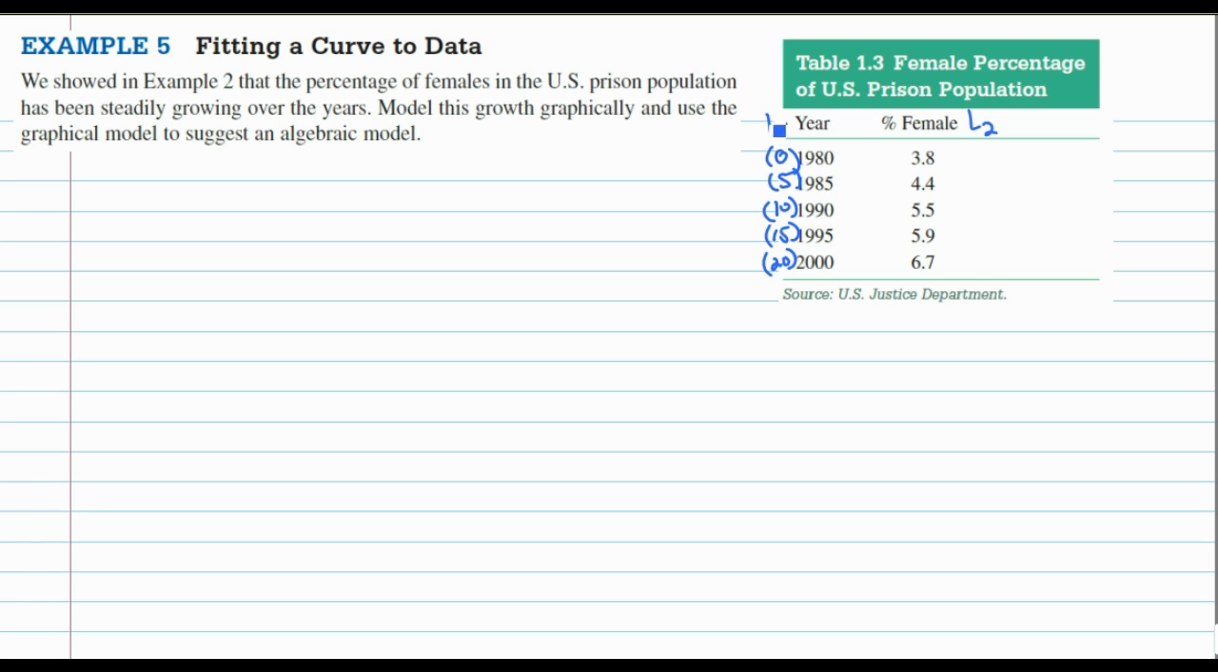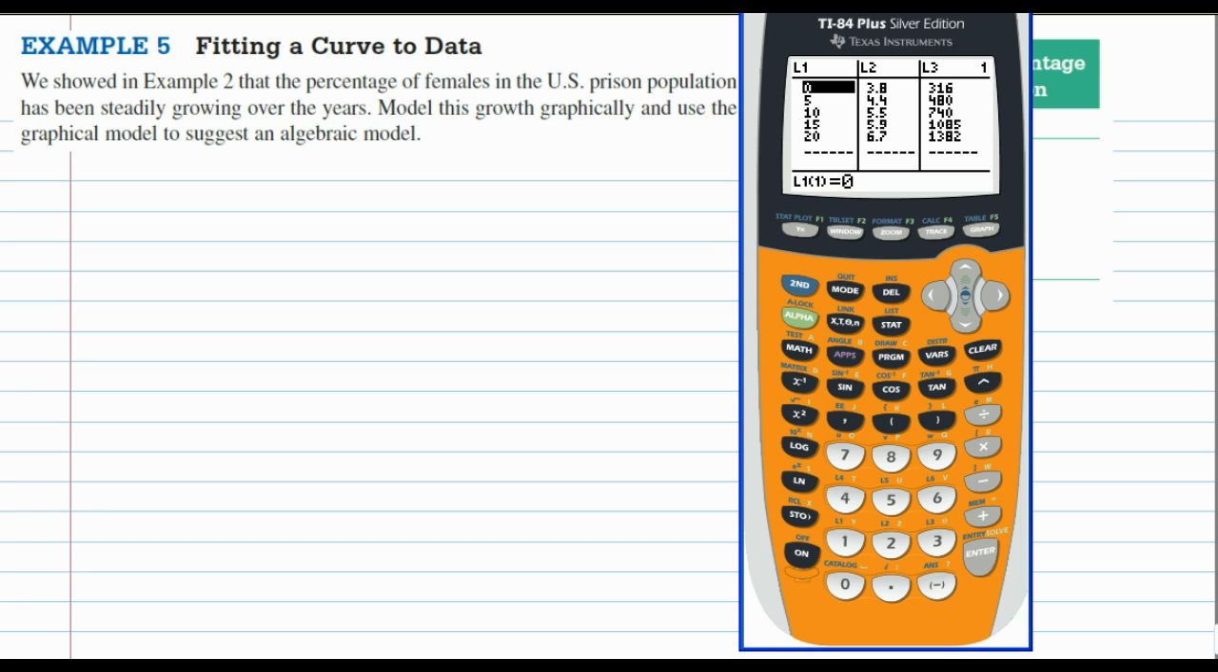Now, I have already put in L1 the years and in L2 the female percentage of the prison population. Instead of putting 1980 for 1980, I put the year 0, and then I made each year the annual equivalent after the year 1980. So 1985 is 5, 1990 is 10, etc. So please enter those into your calculators. Once you've done that, go ahead and go to stat plot, turn your plot 1 on, and zoom 9.